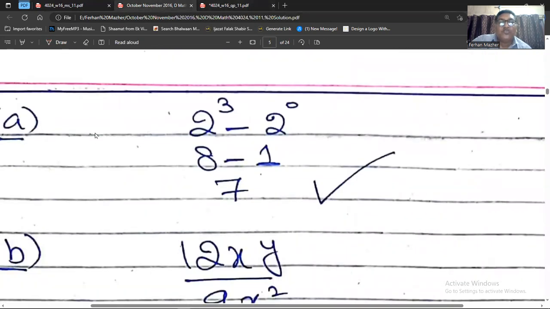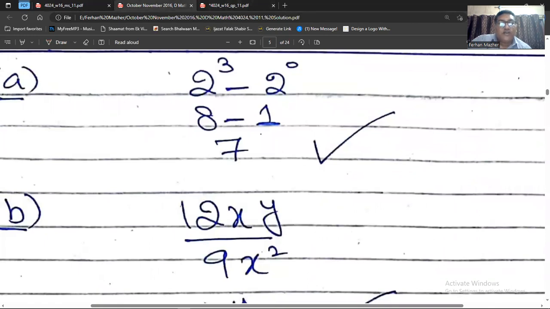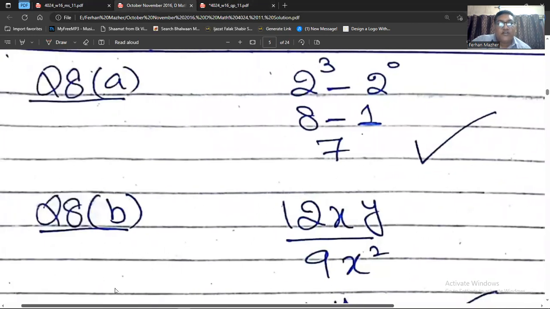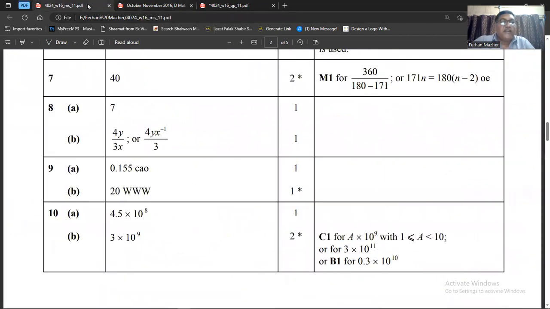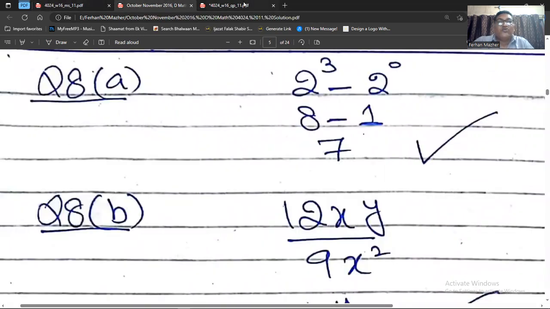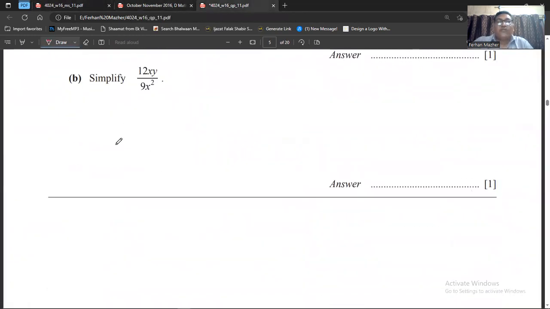Let me show you the solution. So here we go, the solution is coming up on your screen. It will be 8 minus 1, and that will be 7. Question number 8, part A, 7 is the right answer. This is the solution. Then we have question number 8, part B.